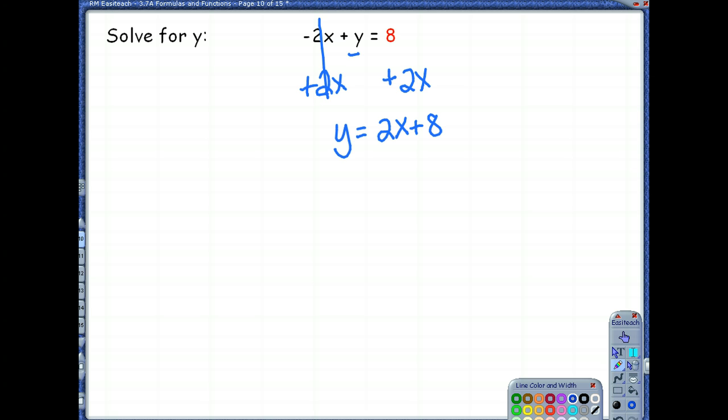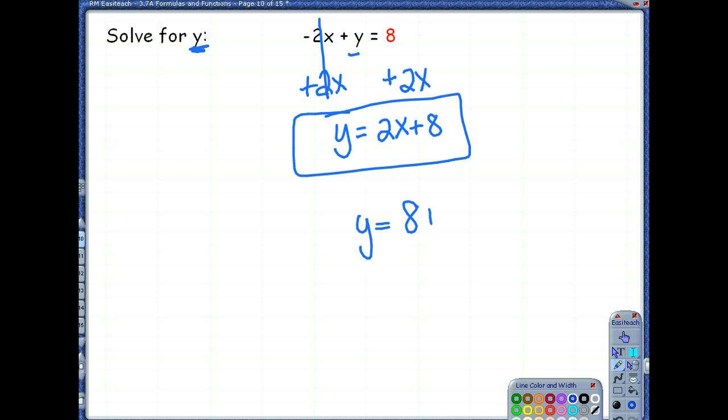Or I could have said 8 plus 2x. The order that you put those terms will not matter. Now, I've already solved for the y. I've gotten the y all the way by itself. Your answer could look like that, or again, it could be 8 plus 2x. Either one of those would be perfectly okay.